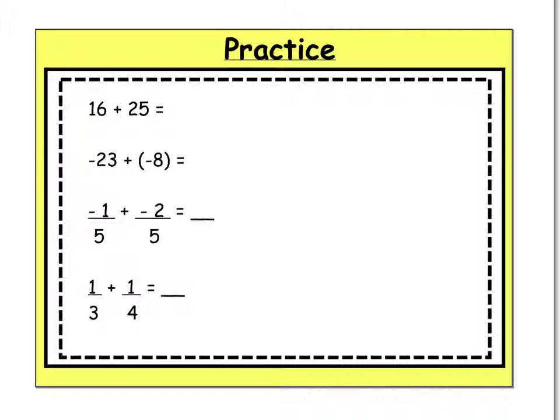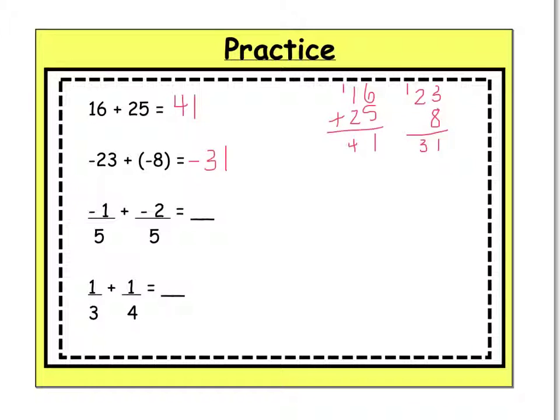When we're doing 16 plus 25, this is a basic that we should have known from previous years. We want to carry, we end up with 41. The next one we have two negative numbers, which doesn't change anything. We just simply add the 23 and the 8. We ignore the negatives for now. We end up with 31, and that would be a negative.